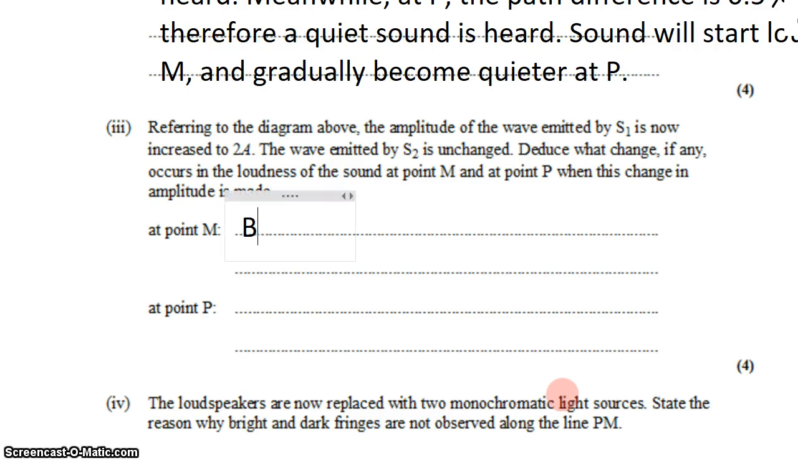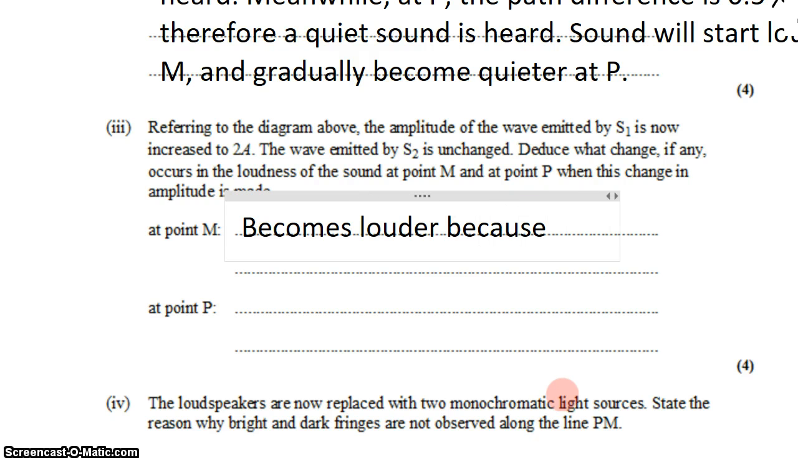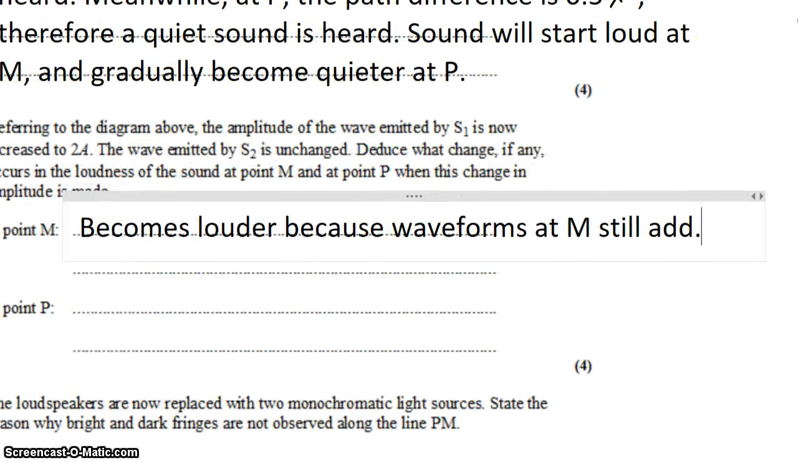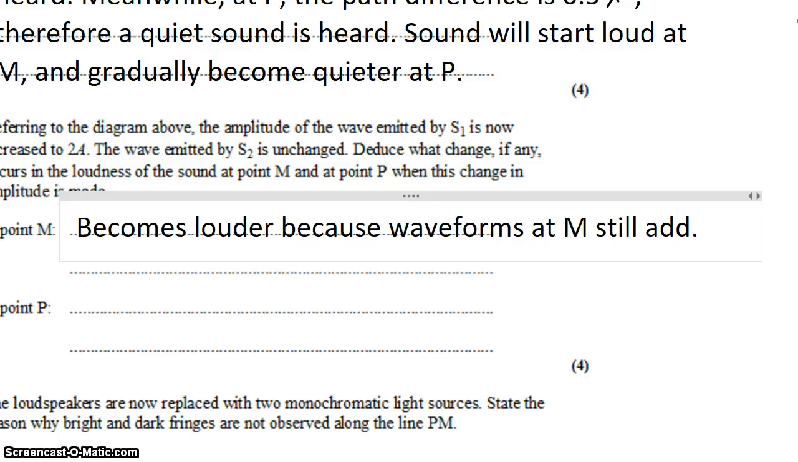So the sound at M becomes louder, because the waveforms at M still add. Basically, the idea here is that just because one wave has gotten taller, they're still doing the same thing at the same time. They're still both peaks at the same time. They're still both troughs at the same time. So their displacements are still adding.